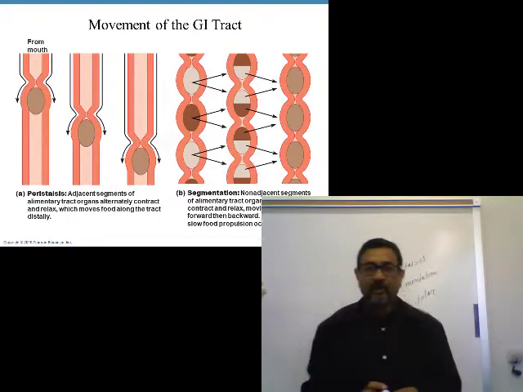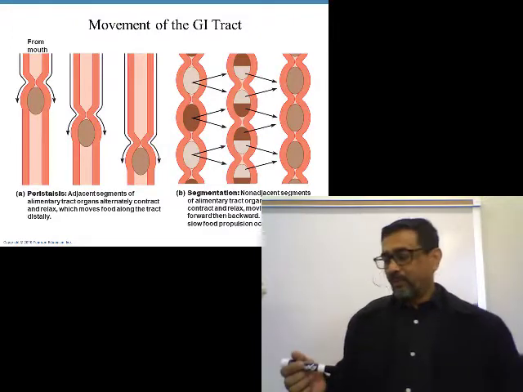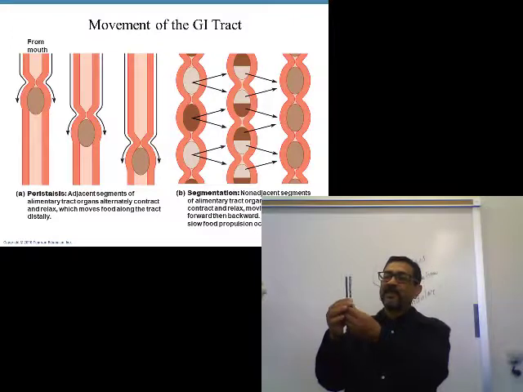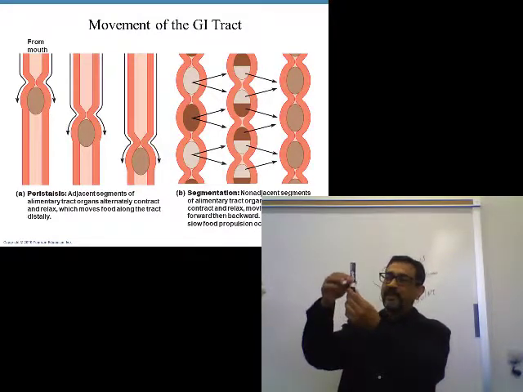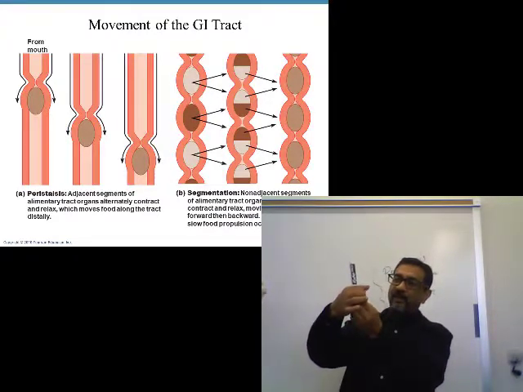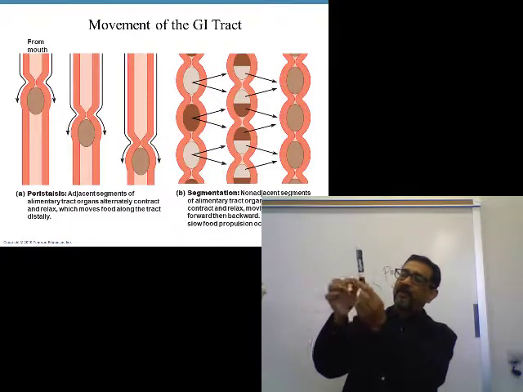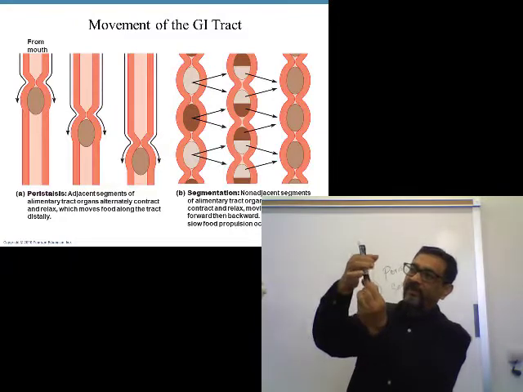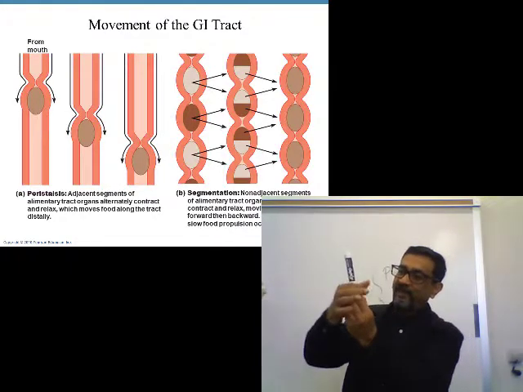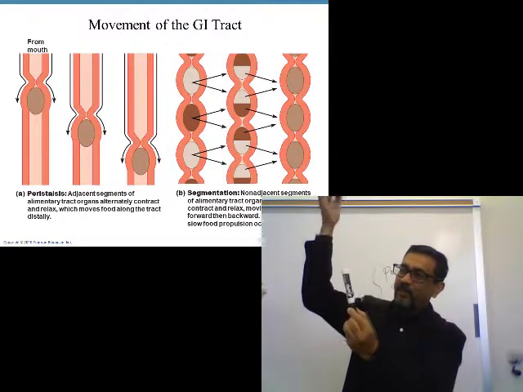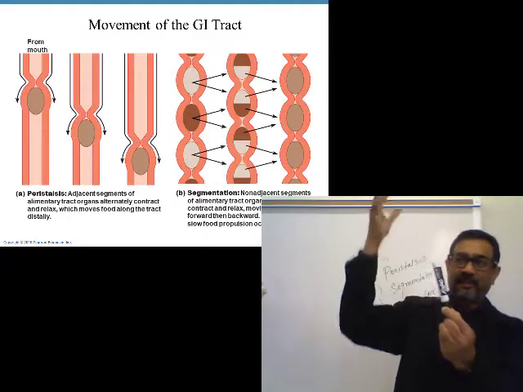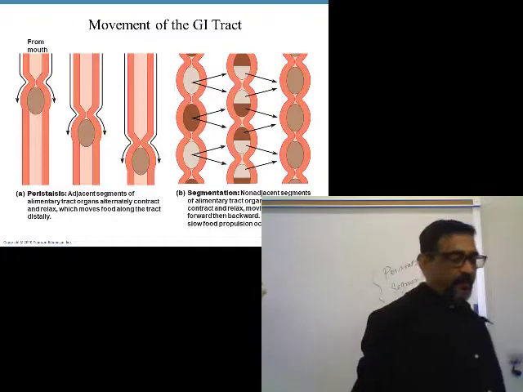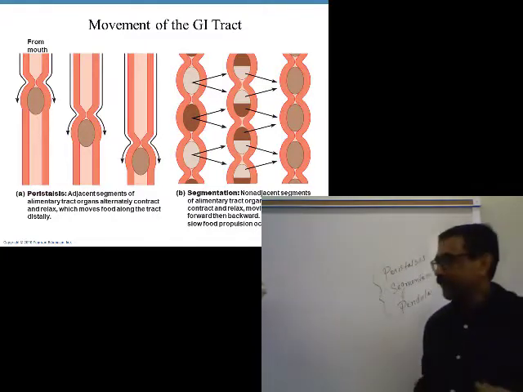Peristalsis movement starts from one location. Like if you see here, look at me, this is your GI tract. Peristalsis contraction starts at one location, for example here, and then it moves like a wave, ends, then starts again like this. So one after another, like a wave, but starts from one location.